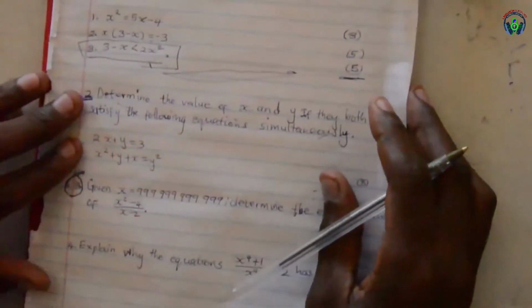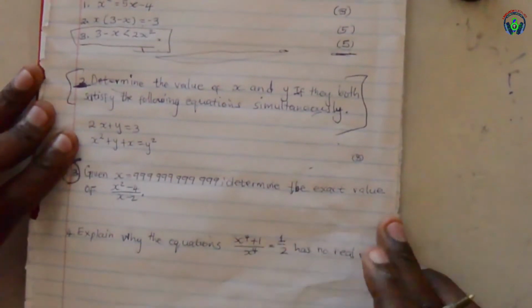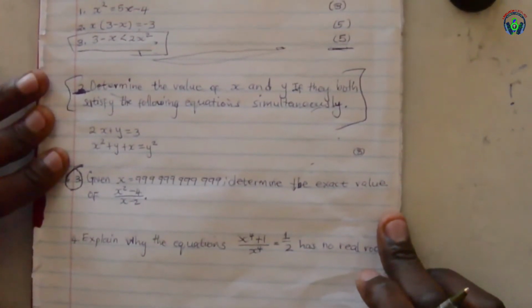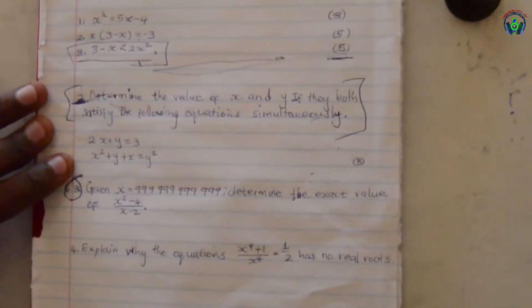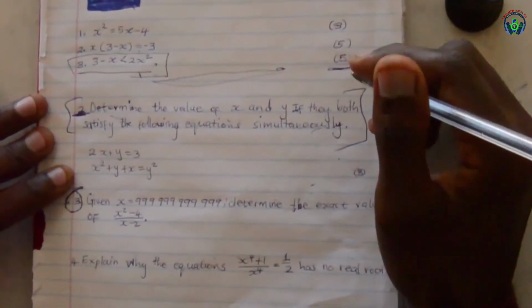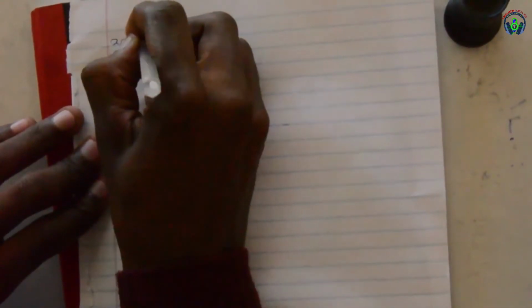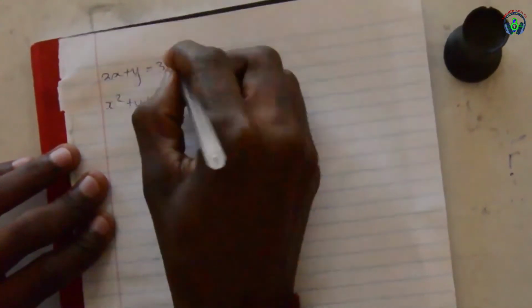So moving on to our next question, another exciting one. We have the very famous solving for x and y simultaneously. In this case, we have 2x plus y equals 3, and also x squared plus y plus x equals y squared. The question is: determine the values of x and y if they both satisfy the following equations simultaneously.